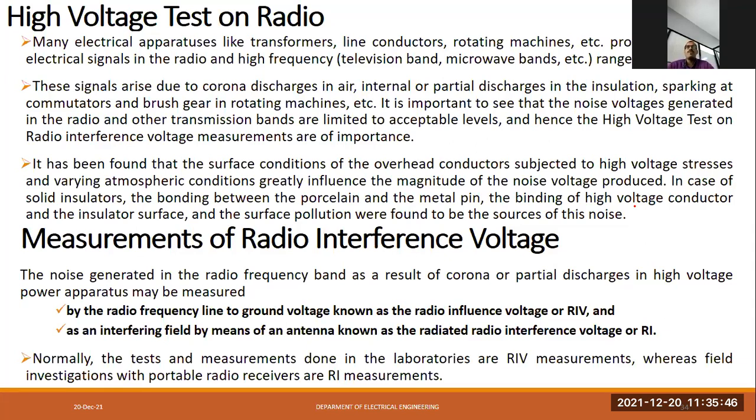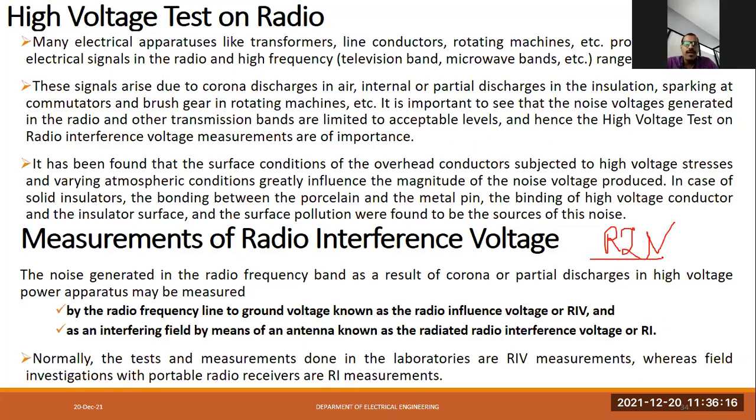then whenever we consider the binding of a high voltage conductor and the insulator surface, you will have surfactant pollutant available on the surface of this insulator as a source of noise. In such cases we need to take a measurement of the radio interference voltage, that is RIV.